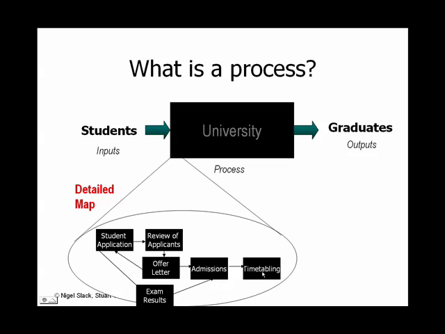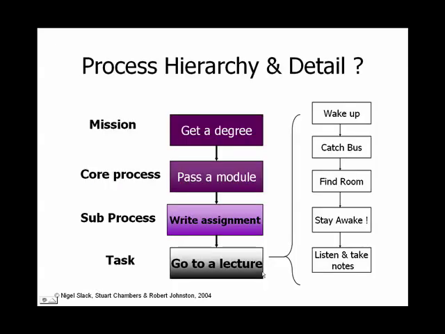So we can then break that down into a further level of detail. So there's a hierarchy of processes. It starts off with a kind of mission, then you get a core process, sub-process, task, like this example here. So a core process of getting a degree is to pass a module, and then breaking that further, tasks go to a lecture, and we can break that down even further into minute process detail.